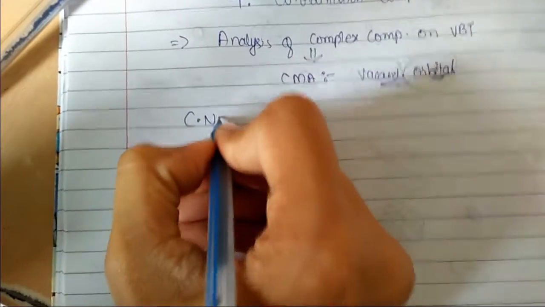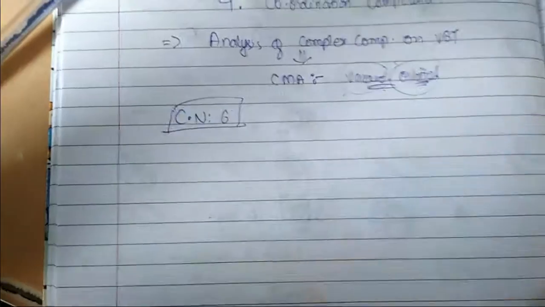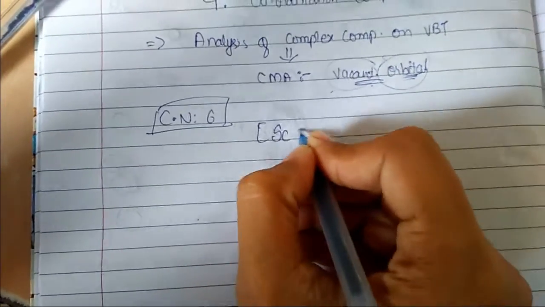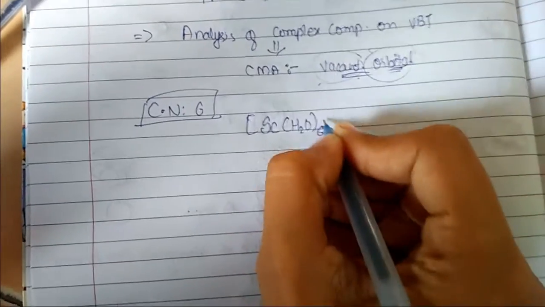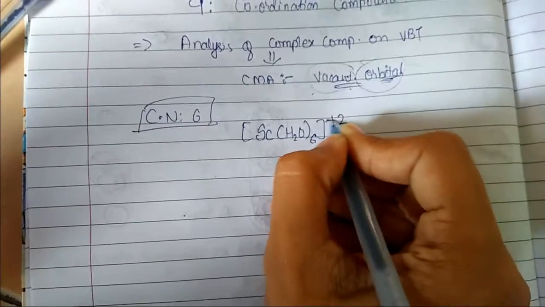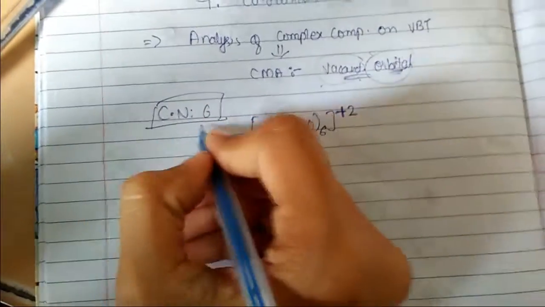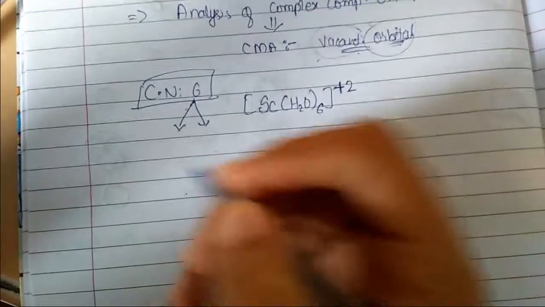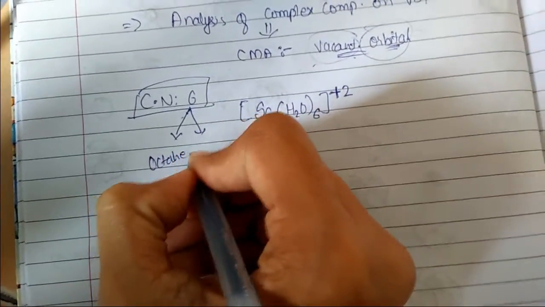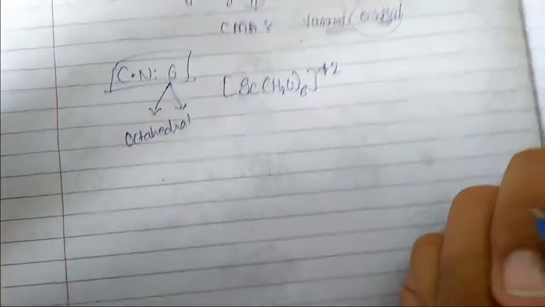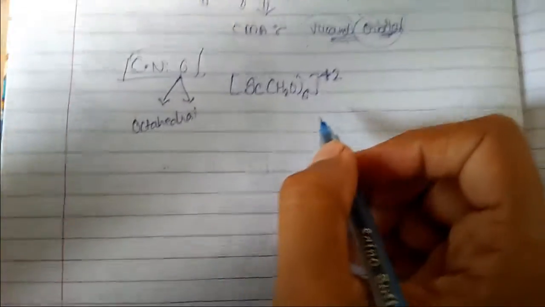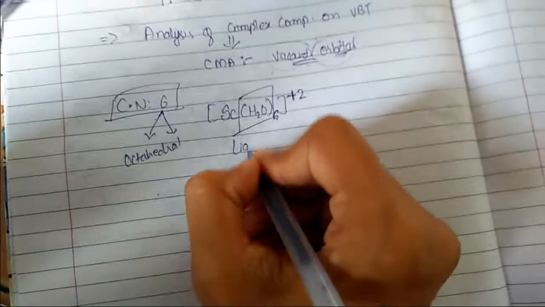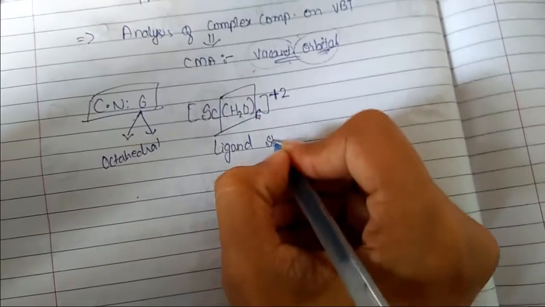Let us talk about coordination number 6. If we are having a complex compound with coordination number 6, for example, scandium [Sc(H2O)6]2+. So when the coordination number is 6, two types of geometry are there. That is, octahedral geometry will take place, but the hybridization will be different. How the hybridization will vary depends on the ligand, whether the ligand is strong field or weak field.